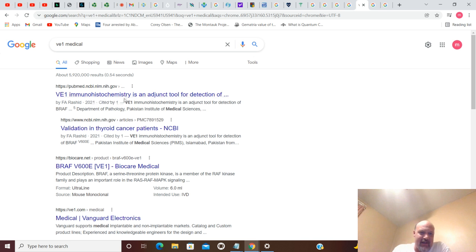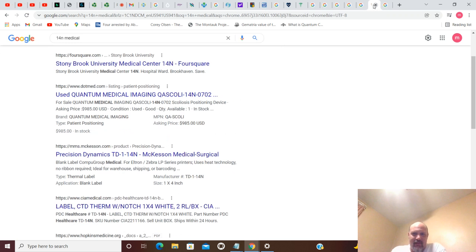And VE1. VE1 immunohistochemistry is an adjunct tool for detection of BRAF, whatever that is. VE1, oh, this deals with thyroid cancer. BRAF, VE1, BioCare Medical. So this deals with thyroid cancer.